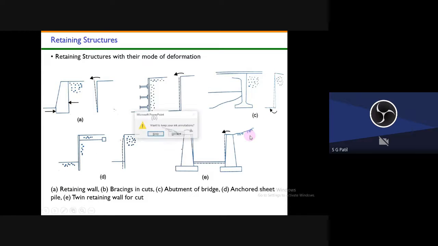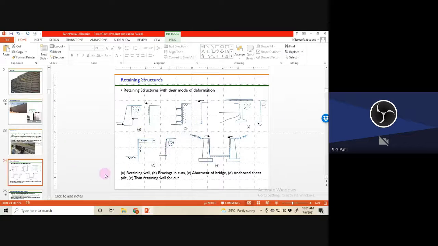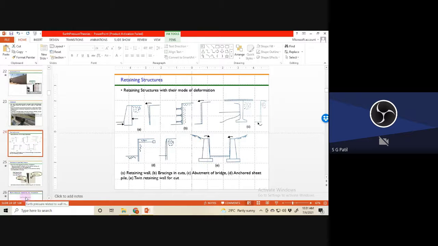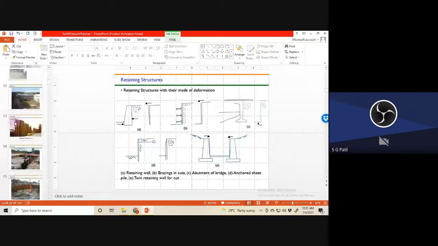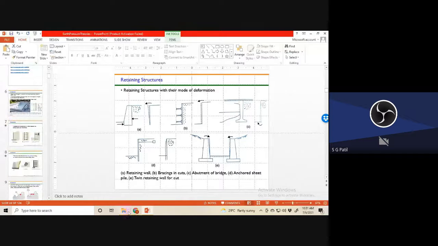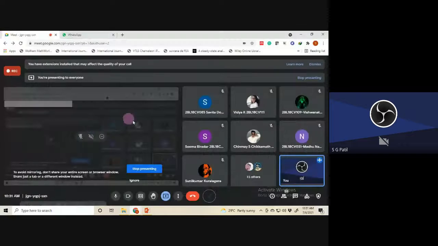In the next class, I will start the actual portion of your syllabus. Till now we have seen only a small introduction about retaining walls. If you have any doubts, please ask me. The actual syllabus will start from tomorrow's lecture.